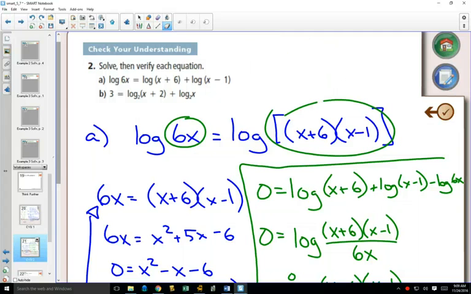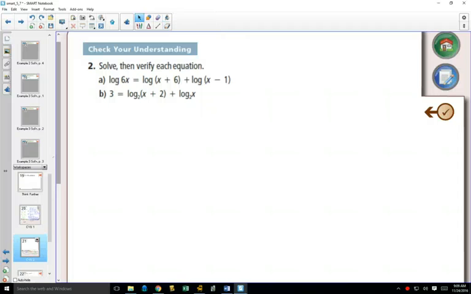Okay, so let's look at part B. Again, we don't have logs on both sides this time. So we'll go to our steps. We want to change this to exponential form. We know that we can only do that if we have a single logarithm. Can we put our logs together? Yes.